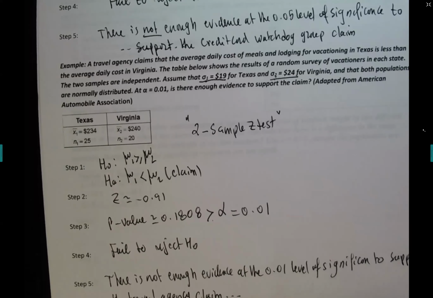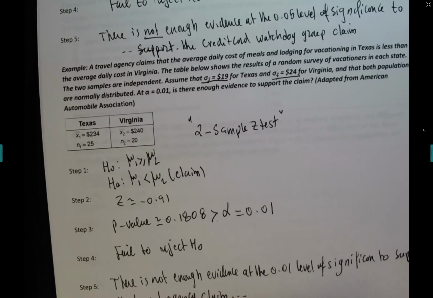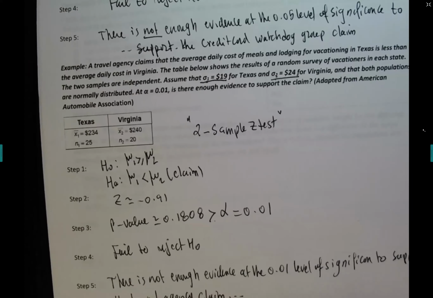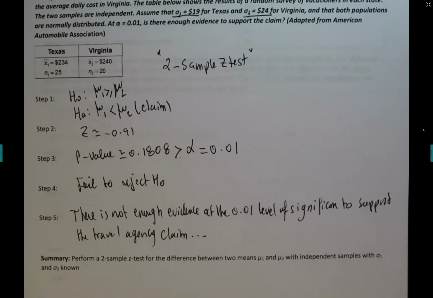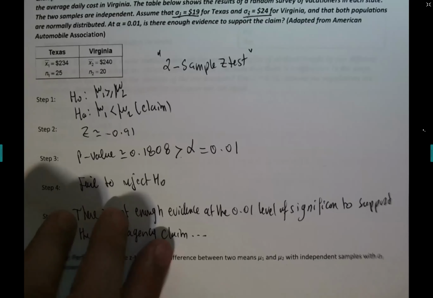And conclusion, guys: perform a 2 sample Z test for the difference between 2 means, mu1 and mu2, with independent samples, and sigma 1 and sigma 2 are known. And that concludes section 8.1. Any questions about section 8.1? You guys can see the segue now to the second section. Instead of sigma 2 and sigma 1 being known, they're unknown, and he will give us S1 and S2 instead.